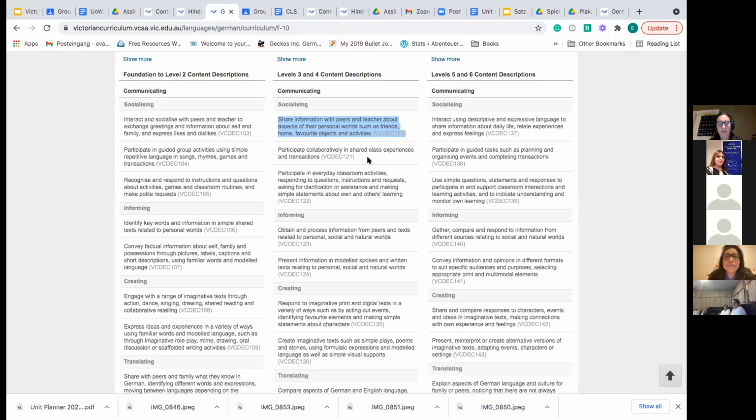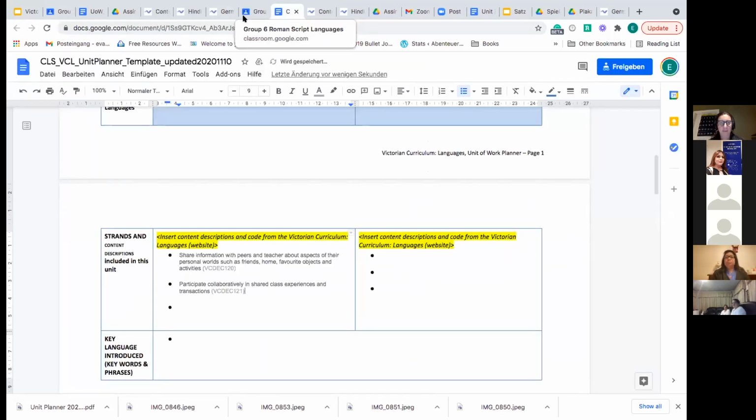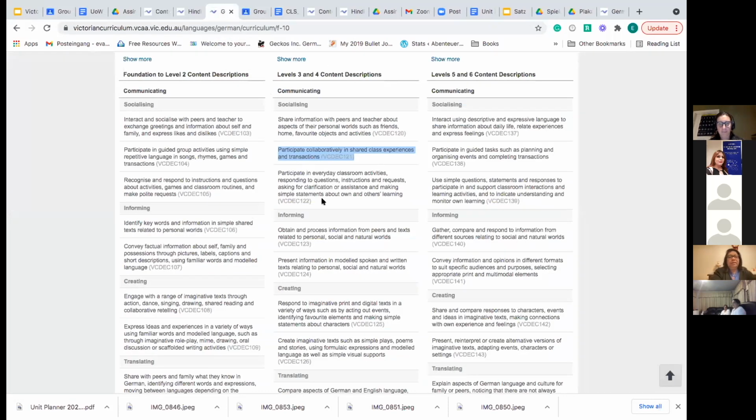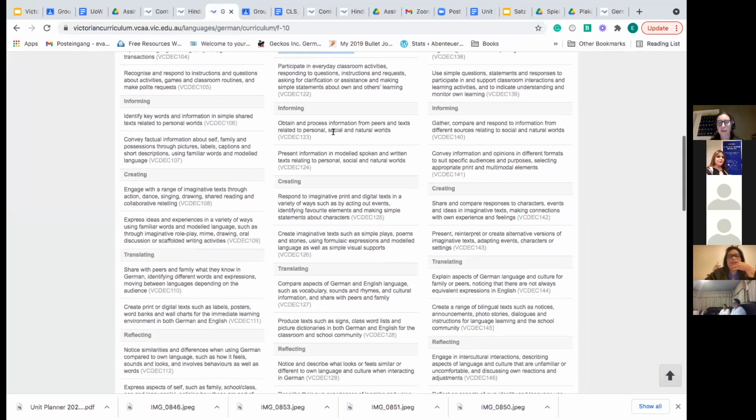And then I go back to the curriculum. Participate collaboratively in shared class experiences and transactions. Absolutely. They have to work together in teams to make the survey happen. So they will definitely do this one. And I put it in. I go back. So they participate in everyday classroom activities, responding, and so on. Yes, they will do that anyway, but I'm more interested in this one.